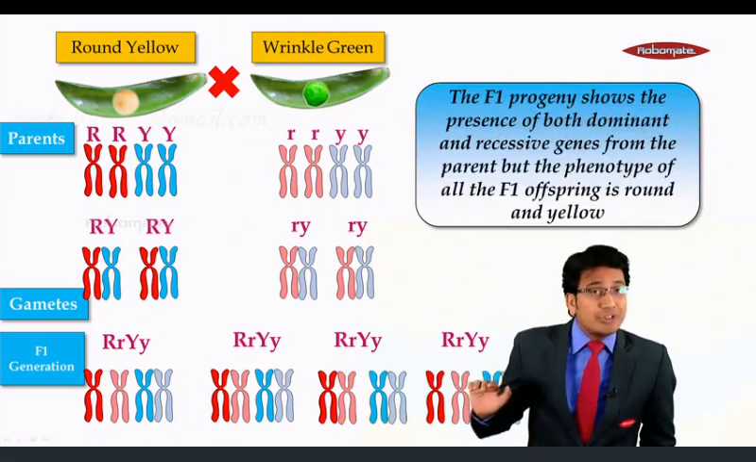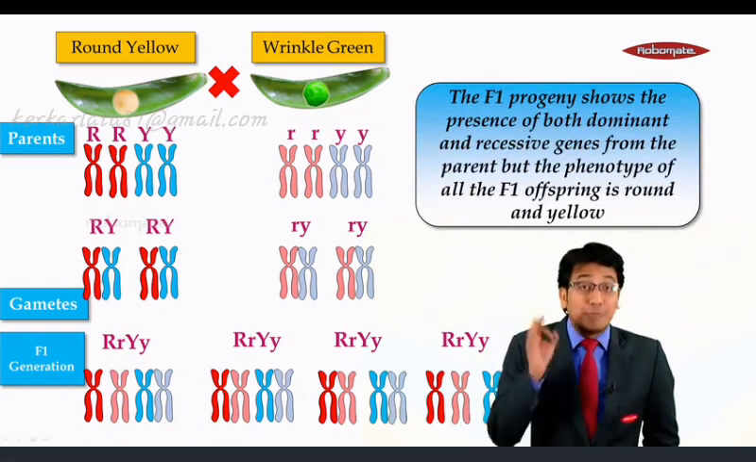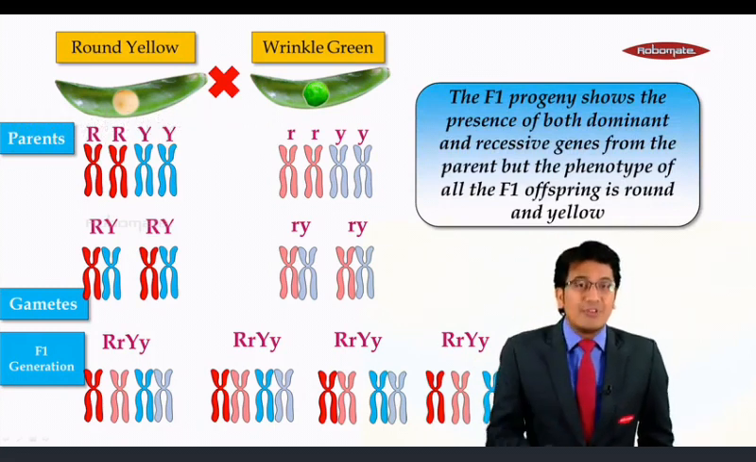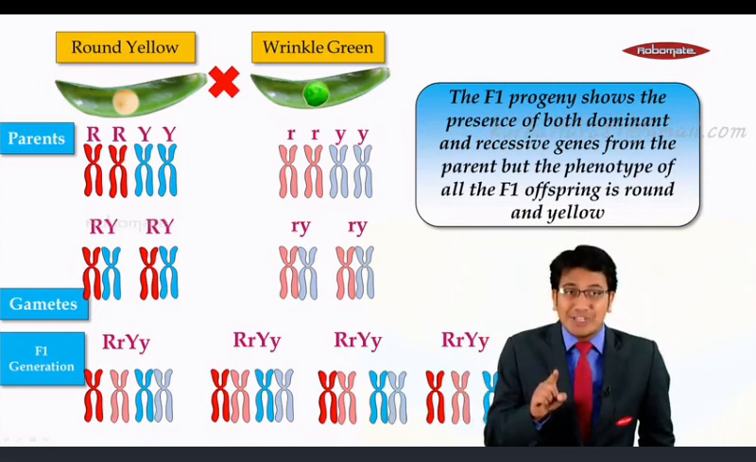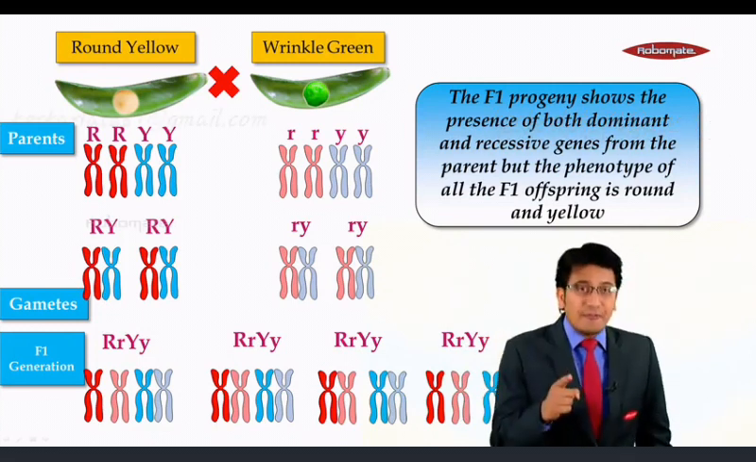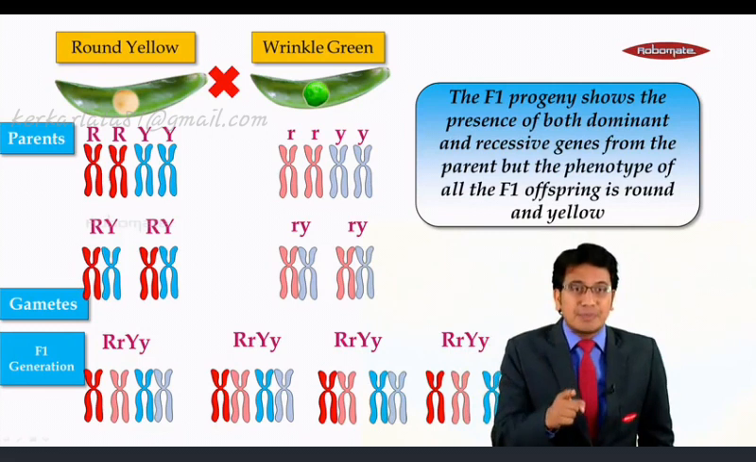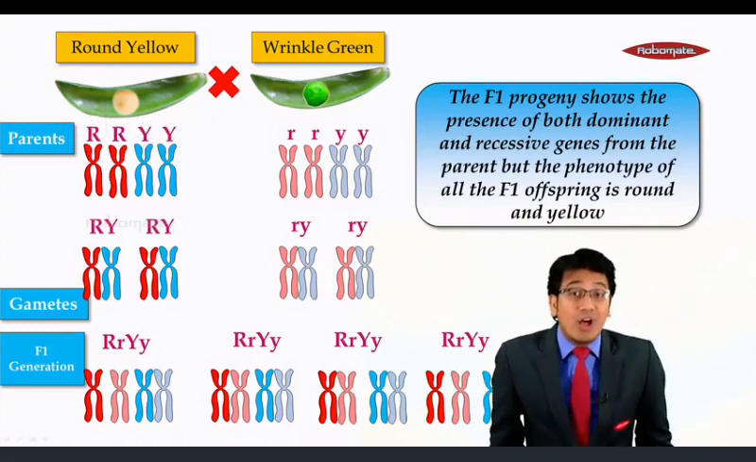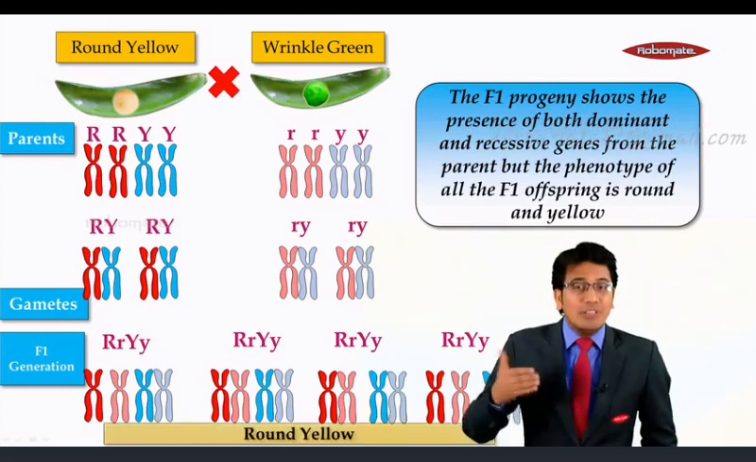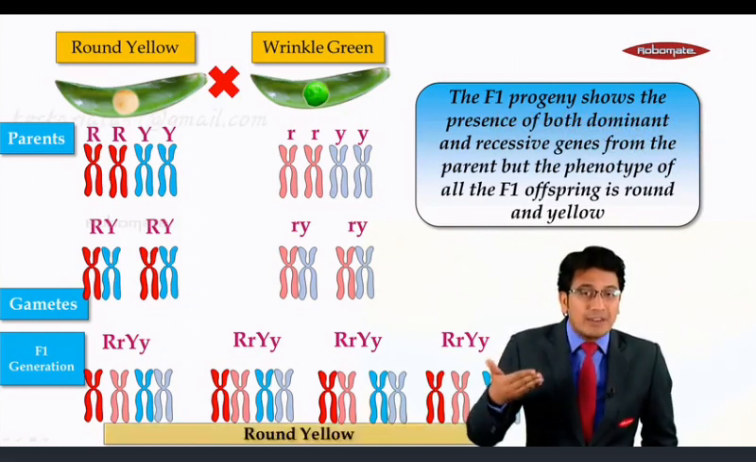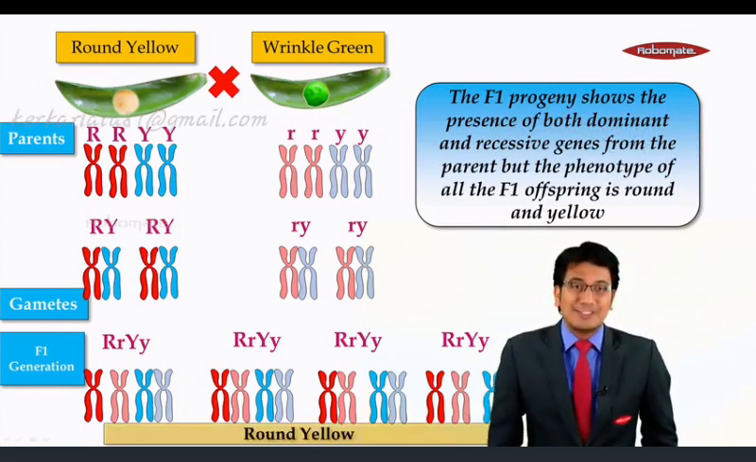The F1 progeny shows the presence of both dominant and recessive genes from the parent. But the phenotype of all the F1 offspring is the same, identical, which is round and yellow. We will see how these chromosomes travel from the parent to the offspring in the next modules.